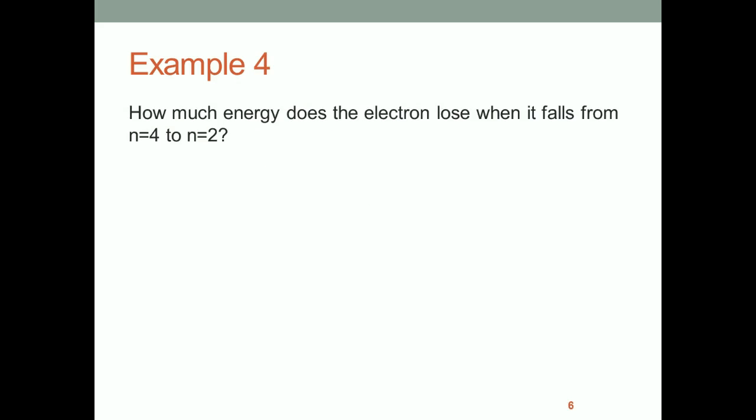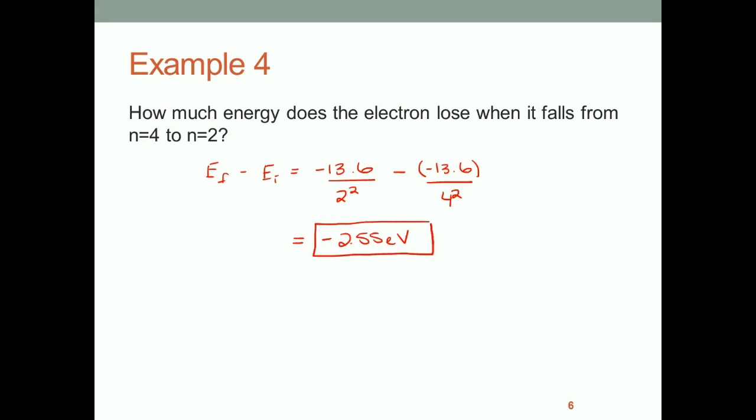Our fourth example, how much energy is lost when the electron falls from n equals 4 to n equals 2? To do this, you just need to subtract. So E final minus E initial is going to be negative 13.6 over 2 squared minus negative 13.6 over 4 squared, which turns out to be negative 2.55 eV. And it's hopefully not too surprising that it's negative because the electron lost energy.